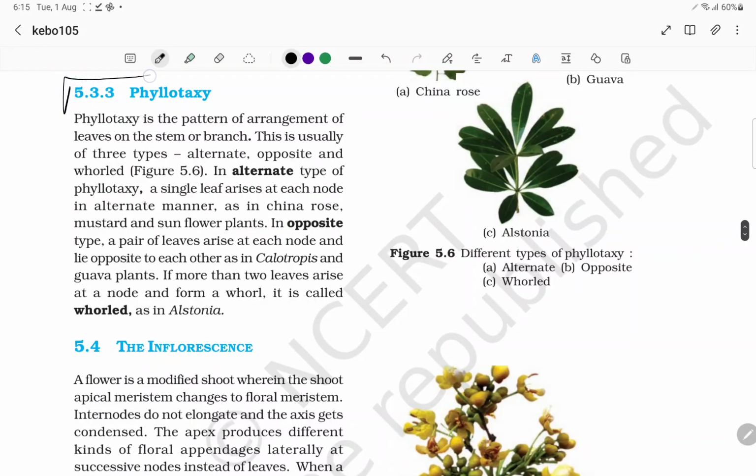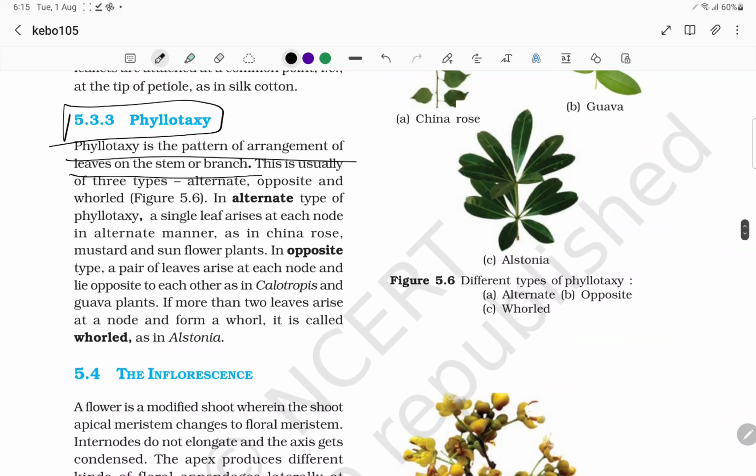Next, phyllotaxy. What is phyllotaxy? Phyllotaxy is the pattern of arrangement of leaves on the stem or branch. It is usually of three types: alternate phyllotaxy, opposite phyllotaxy, and whorled phyllotaxy.